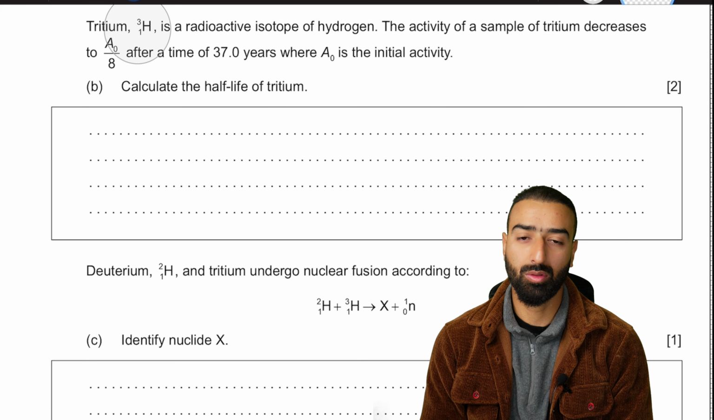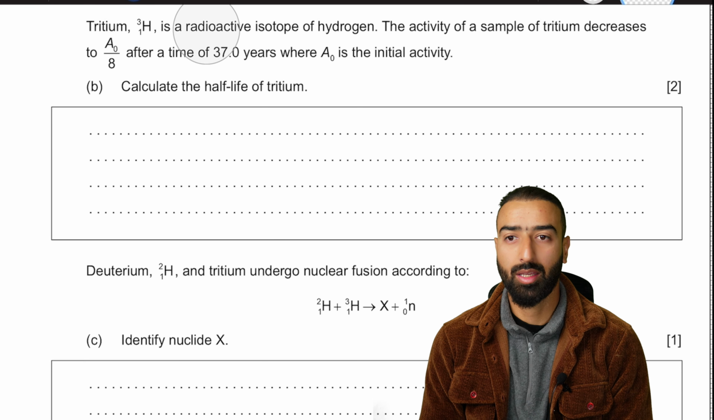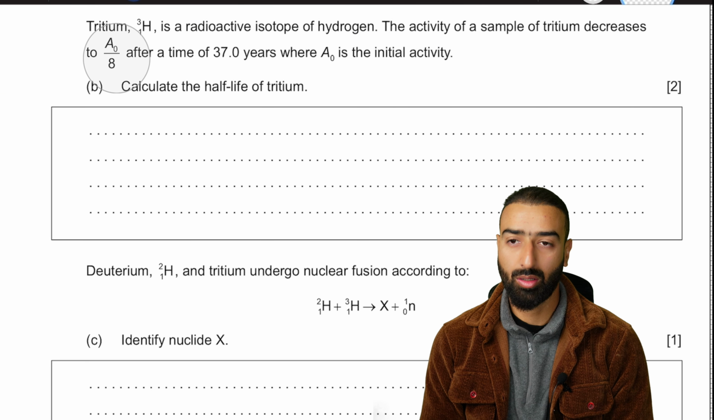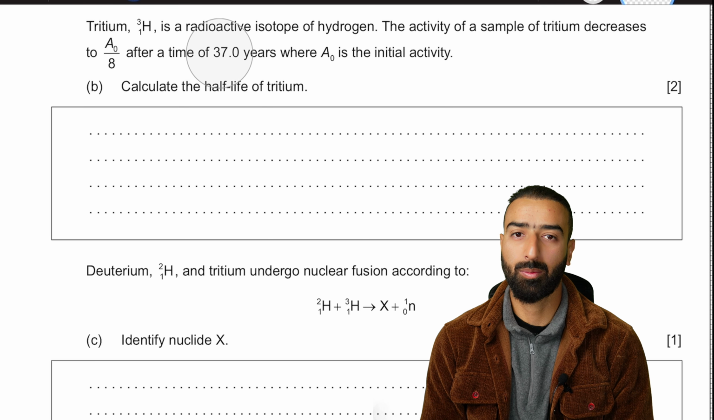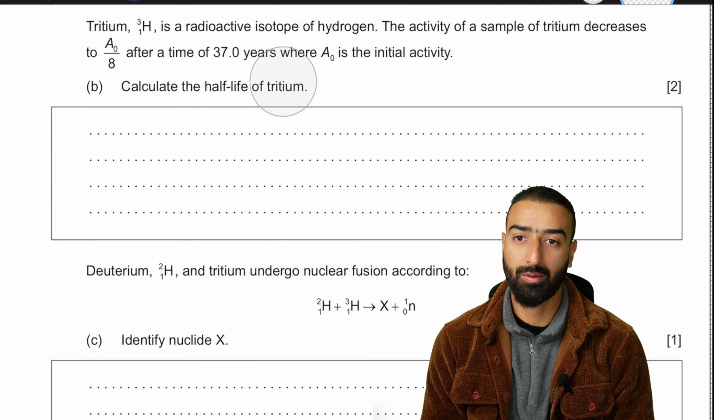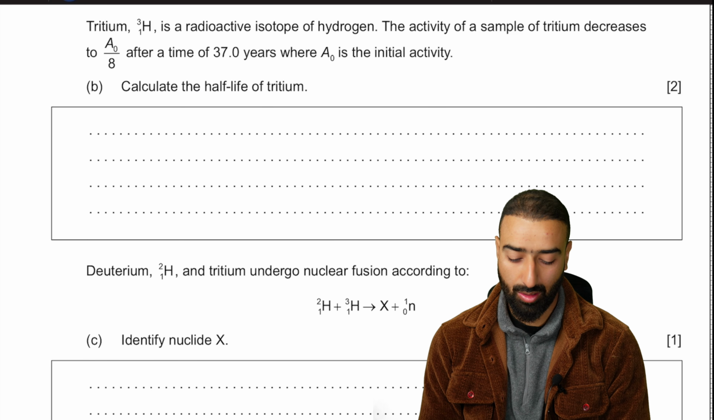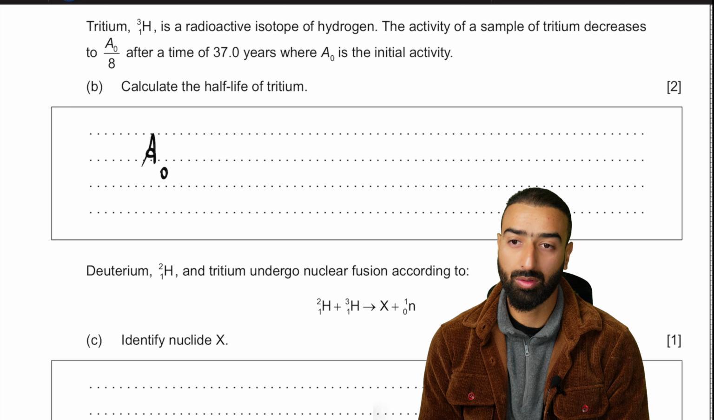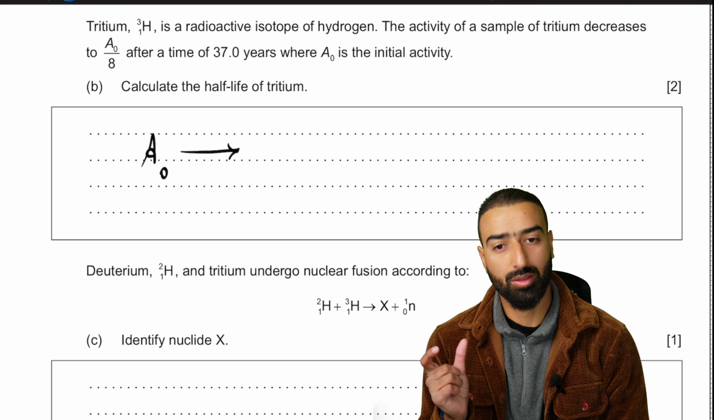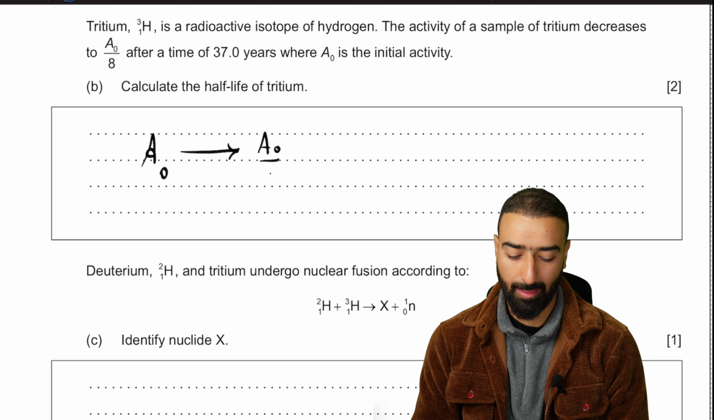Tritium, 1 proton and 2 neutrons, is a radioactive isotope of hydrogen. The activity of a sample of tritium decreases to A0 over 8 after a time of 37.0 years, where A0 is the initial activity. Calculate the half-life of tritium. Okay, so if A0 is the initial amount of tritium and we wait for one half-life, the activity is going to reduce by half. So this is the half-life.